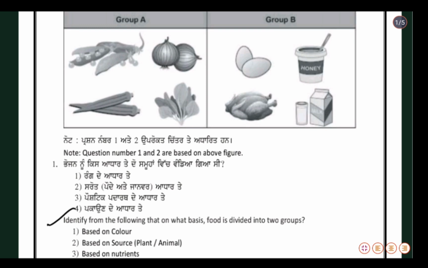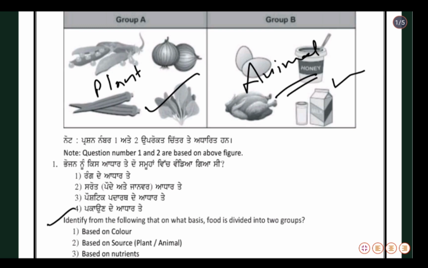groups, right? So what we are seeing in group A, it has got all plant foods. These are the plant foods, and these are the animal foods, means the source of this food is from animals and this is plant. So on the basis of source, the food has been divided into two groups.